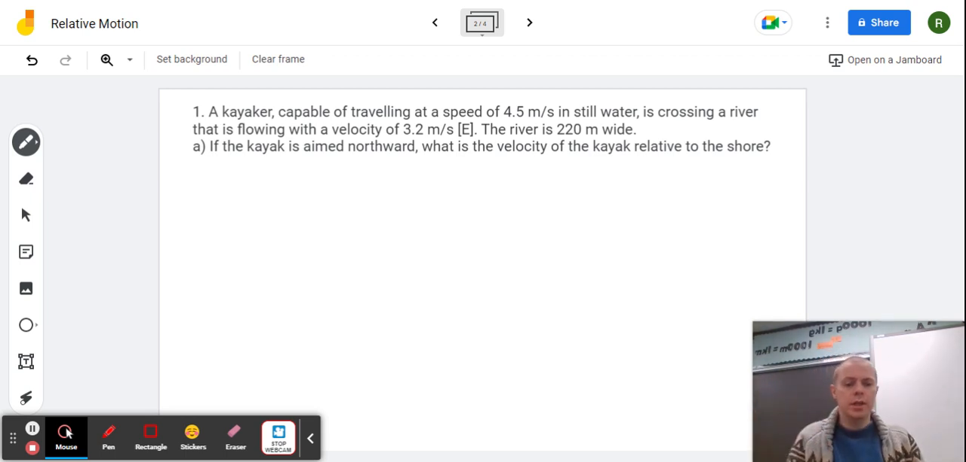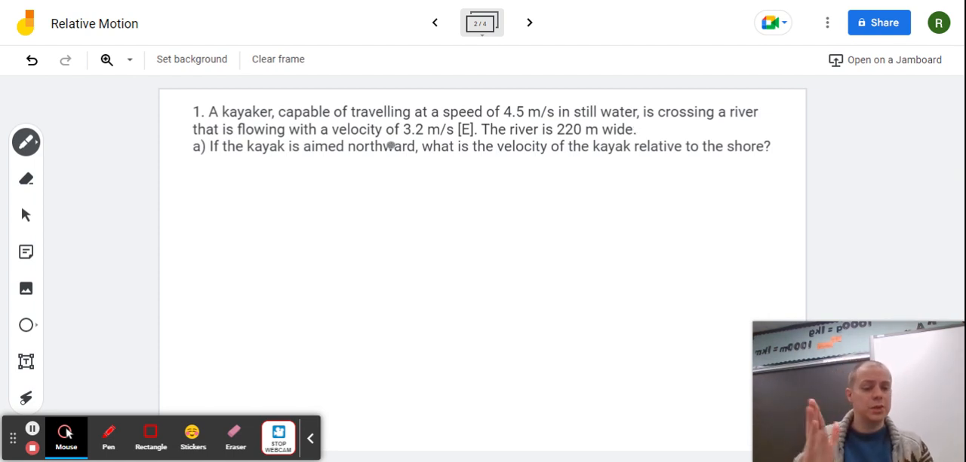Okay, so let's take a look at some examples with some numbers so you can see how this works. Here we have a kayaker capable of traveling at a speed of 4.5 meters per second in still water, crossing a river that is flowing with a velocity of 3.2 meters per second east. The river is 220 meters wide.